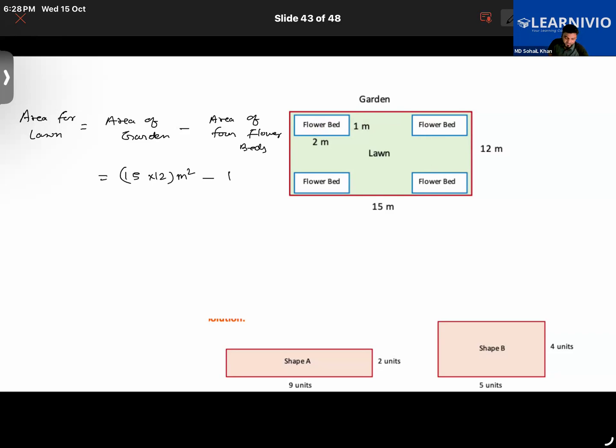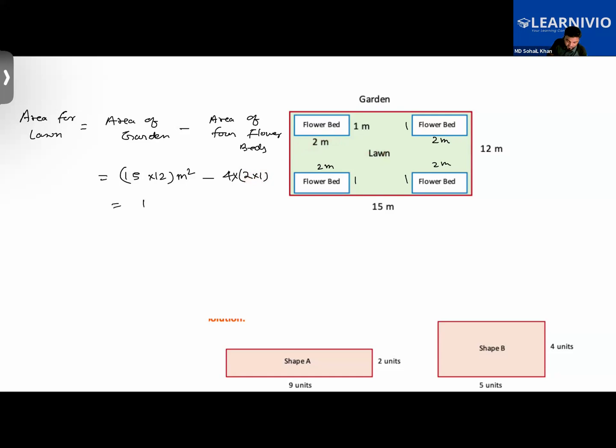I'm saying that since all these flower beds are of the same area, that is 2 meter by 1 meter, 2 meter by 1 meter, 2 meter by 1 meter, you don't need to find out the area of each of the flower beds separately. You just find the area of one flower bed, that is 2 into 1, and multiply it by 4. Understanding that or not, Sai? Very good.